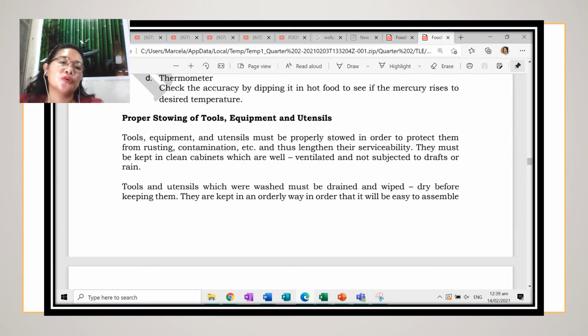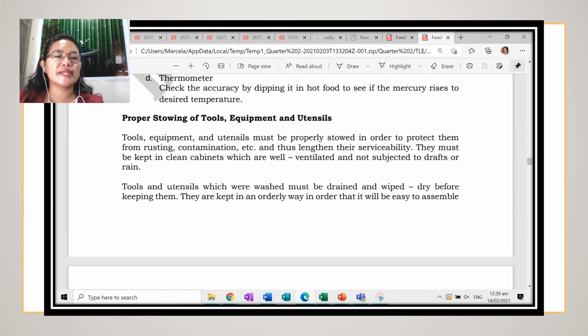Okay, so tools, equipment, and utensils must be properly stowed in order to protect them from rusting, contamination, etc., and thus lengthen their serviceability. So they must be kept in clean cabinets which are well ventilated and not subjected to drafts and rain.